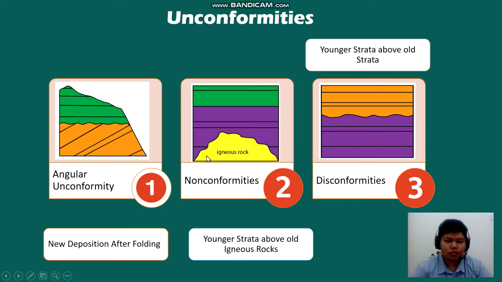This is igneous rock that has been eroded by erosion and weathering, and then a new layer of sedimentary rock will be formed above it. The third one is disconformity, which happens when the old layer of sedimentary rock is eroded, and then a new, younger sedimentary rock is deposited on top of it.